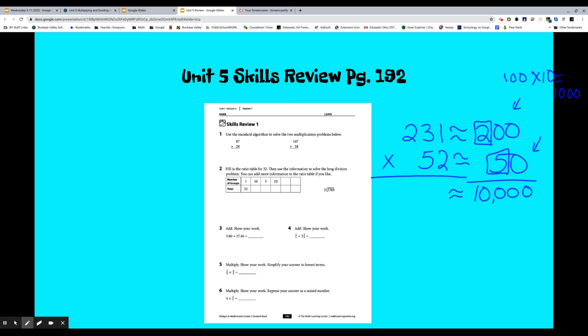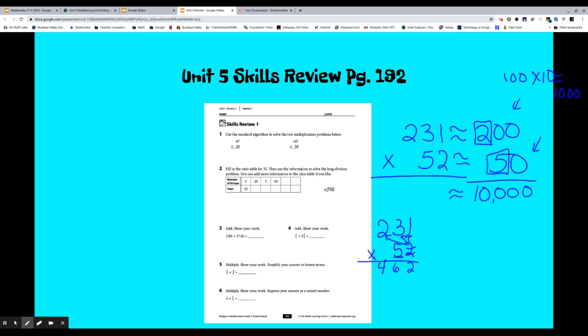Now I'm going to do the algorithm. 231 times 52. When we do the algorithm, it is a step-by-step procedure. You always start in the ones place with a factor on the bottom, and it is going to get multiplied by every number on the top, starting with the ones place. You are always going to multiply the bottom number by the number that is farthest to the right to start, and then work your way to the left. So 2 times 1 is 2, 2 times 3 is 6, and 2 times 2 is 4. I'm done with the ones place.